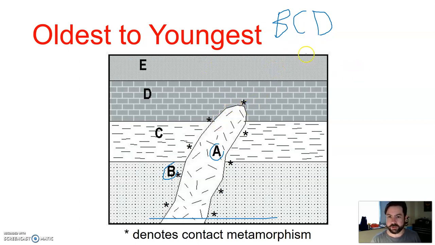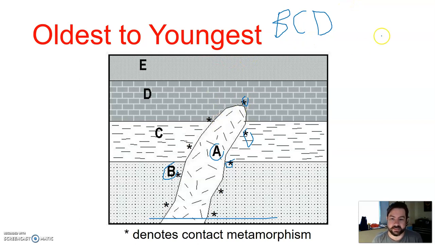Let's just verify. Let's make sure B, C, D are correct. Another thing about A, it looked like it was hot rock because it created this zone of contact metamorphism when it came in contact with B, C, and D. In order for something to be burnt or metamorphosed, it had to exist first. So B, C, and D had to exist first. Okay, so I'm on the right path.